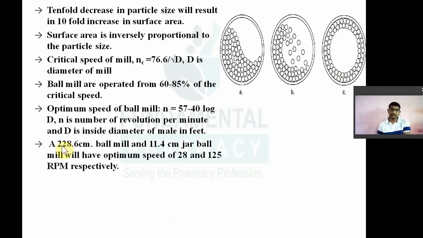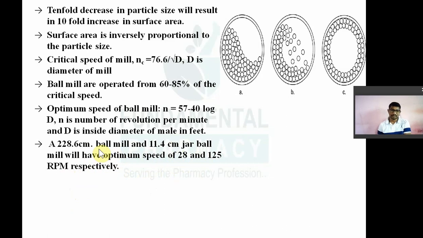Now for example, a ball mill having 228.6 centimeter. बॉल मिल का साइज अगर 228.6 सेंटीमीटर है, 11.4 सेंटीमीटर जा रहा है उसका, ball will have optimum speed of 28 to 125 revolutions per minute respectively. This was again a question. A ball mill having 228.6 centimeter size and 11.4 centimeter jar, then calculate the critical speed of ball mill. तो उसमें एक ऑप्शन था 28 to 125 rpm respectively. This was a question in GPAT. ये as it is एक एग्जांपल दे के रखा है बुक्स में आपके, ये एग्जांपल है as it is क्वेश्चन, कुछ भी पूछ सकते हैं.